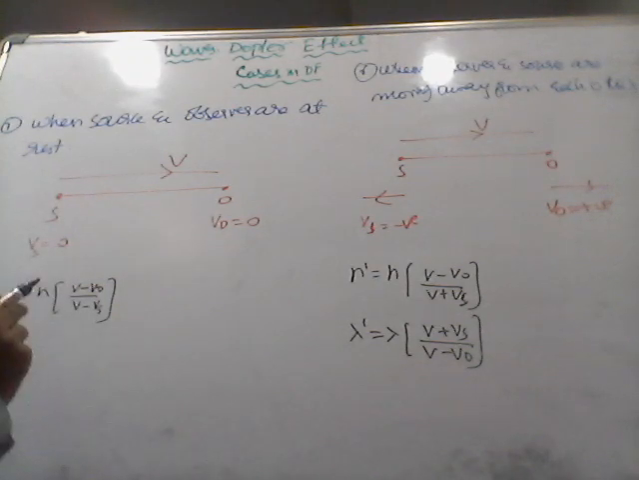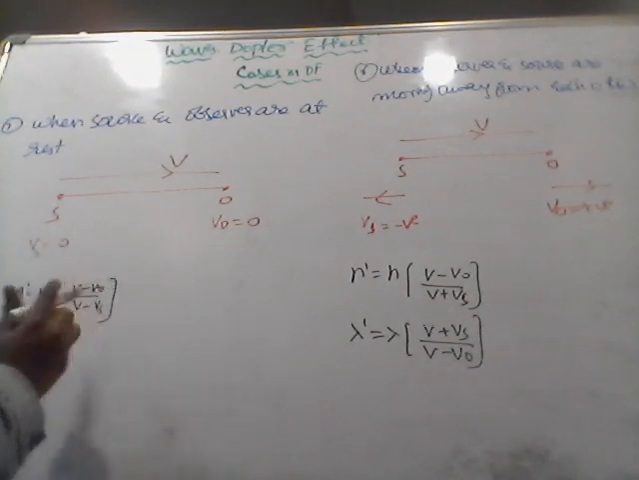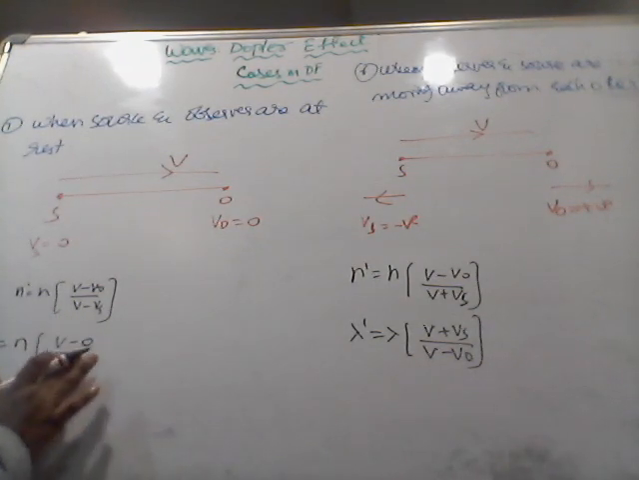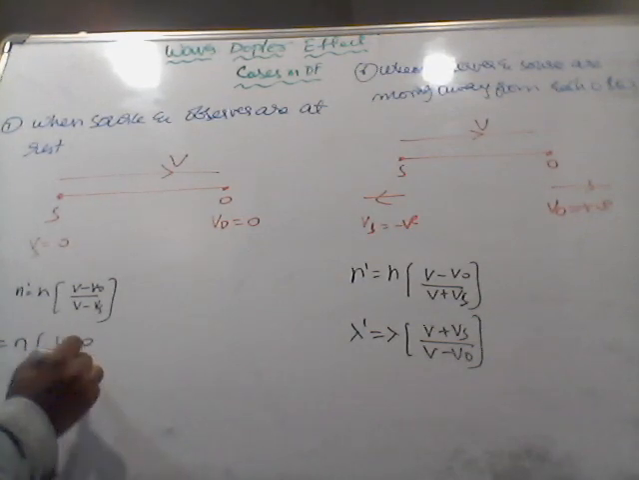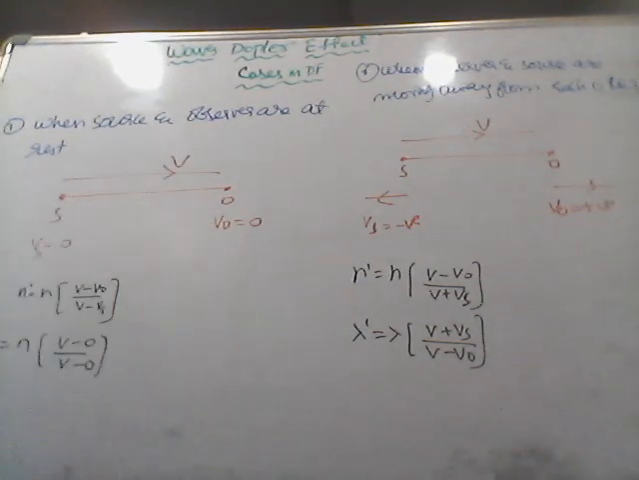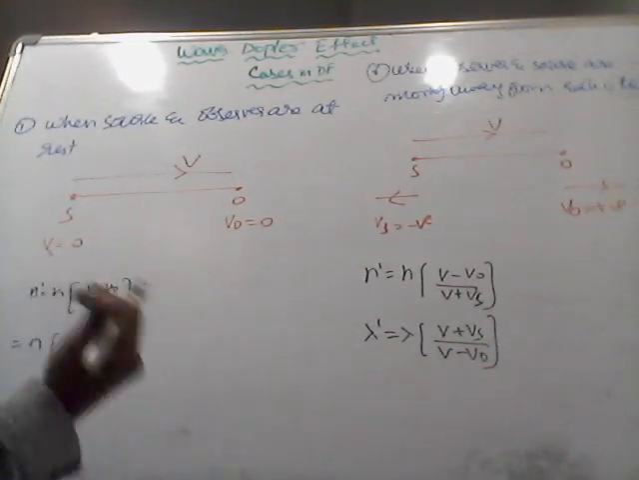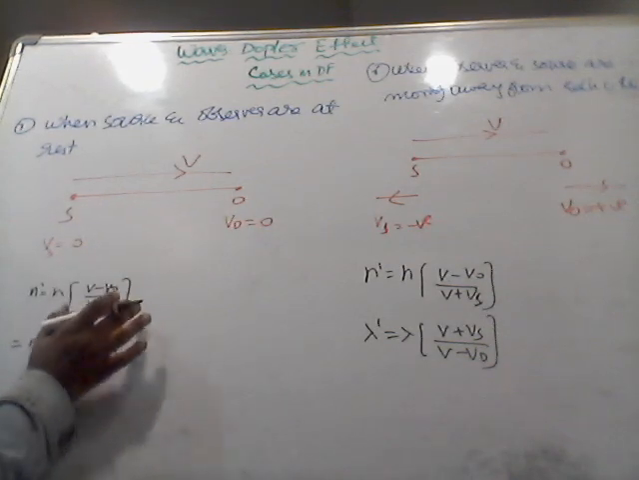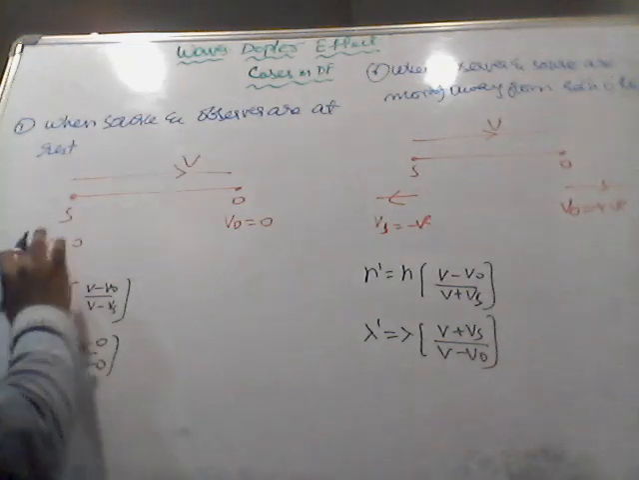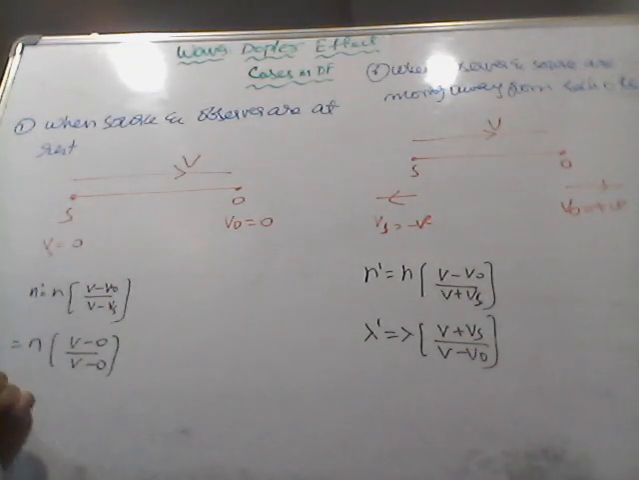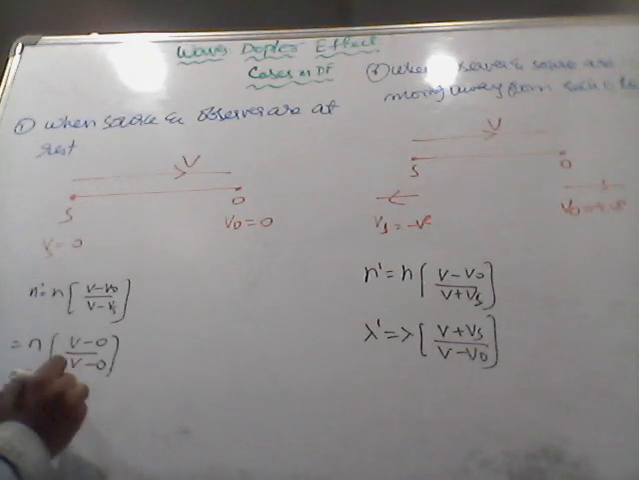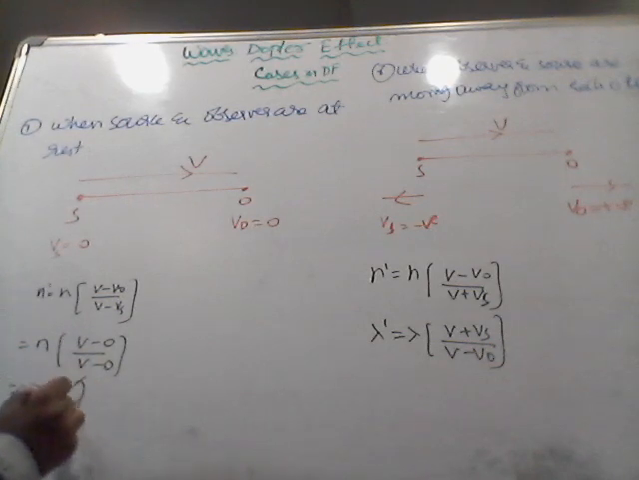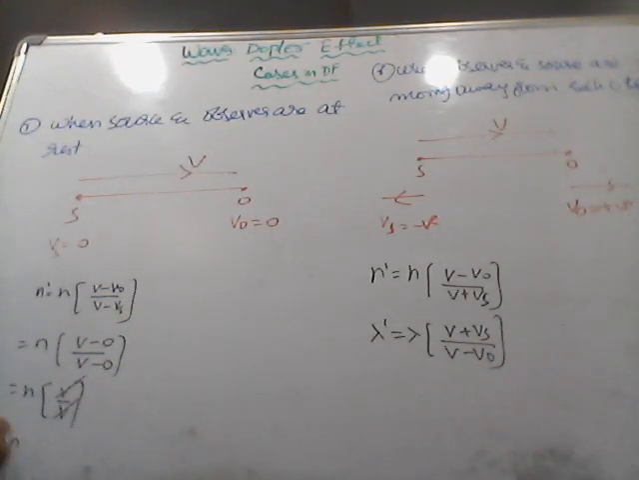Can I say? Now here Vs and Vo are 0. N into (V minus 0) by (V minus 0). They are not moving. In the original formula, if they are moving, then we are taking sign convention. They are not at all moving. We are not taking the sign convention. We are just taking the original formula and substituting. What? Vo is 0, Vs is also 0. Now you see me here, what will happen? V by V, can I say? Both are velocity of the sound, and velocity of the sound are the same. So cancel. So you get N dash is equal to N.